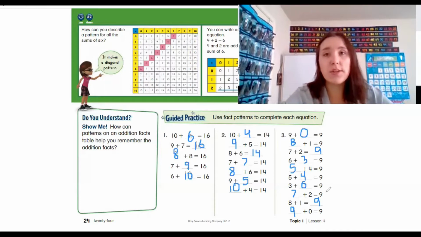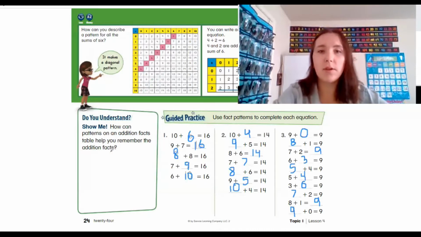Let's do the do you understand problem. So let me read it to you first. How can patterns on an addition facts table help you remember the addition facts? So go ahead, I want you to pause and do your best to answer the question and then come back to me and we'll go over the answer together.